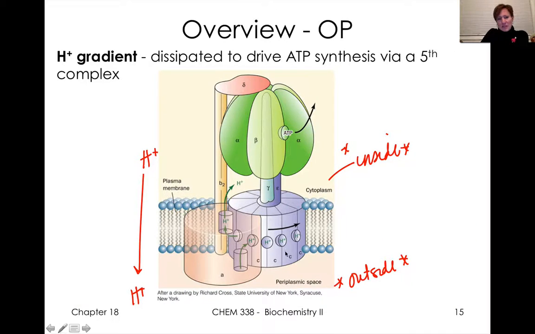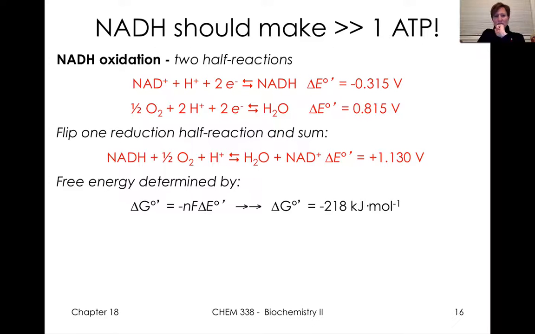Because remember, the purpose of that proton gradient is that we're going to dissipate it, and we're going to operate, it looks kind of like a merry-go-round here, this complex machinery that allows us to synthesize ATP. So that's the big picture overview of electron transport and oxidative phosphorylation.